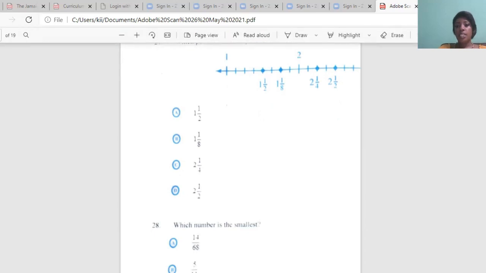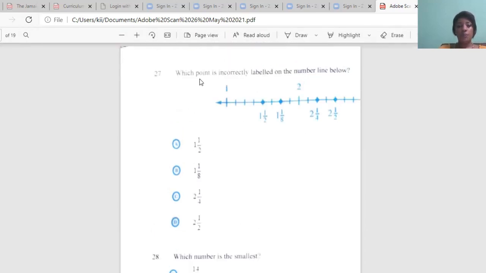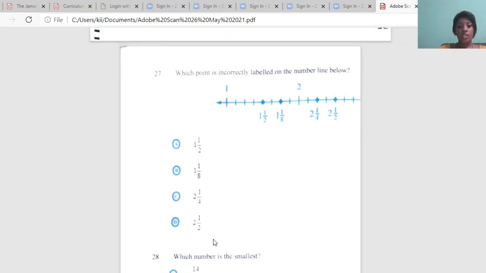I hope I'm able to answer this question, even though a part of it is cut off. Let's see. Which point is incorrectly labeled on the number line below? Yes, it should be able to be answered. 1.5. Let's see, because this was 1. So let's see a half. It's midway between 2 and 1. 1, 2, 3, 4, 5, 6, 7, 8, 9. 1, 2, 3, 4, 5, 6, 7, 8, 9. That's odd. I didn't see midway between.